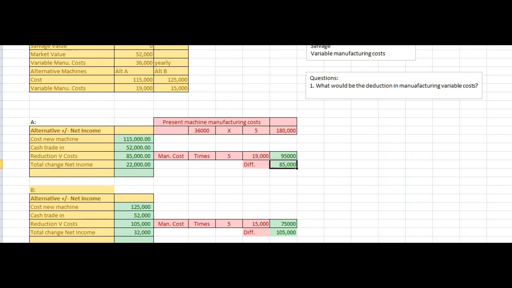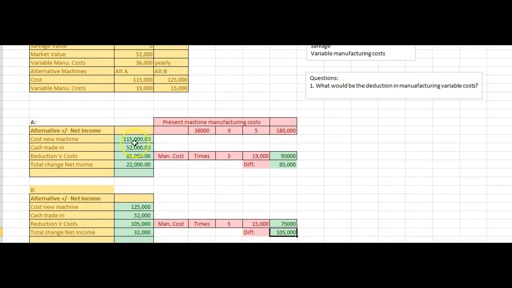We're going to do the same thing down here with B. It's 5 times 15,000 at 75. That's how much its cost is going to be to maintain it. And that is a difference of 105,000. So they're gaining that. So let's look and see what we've got.